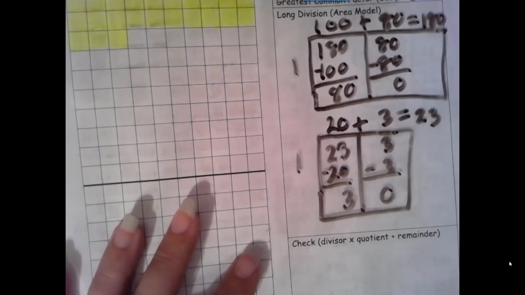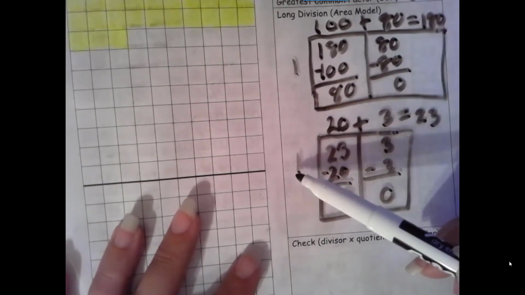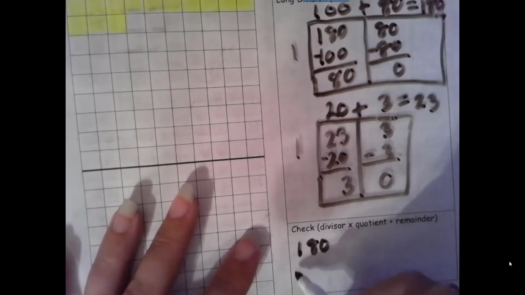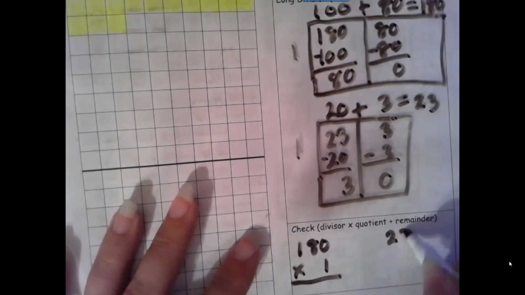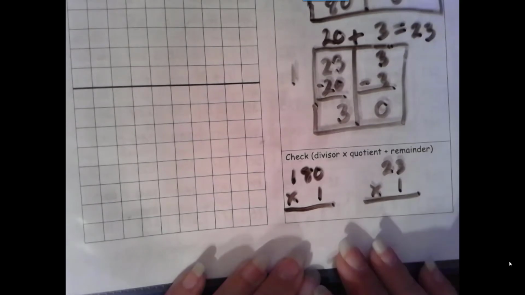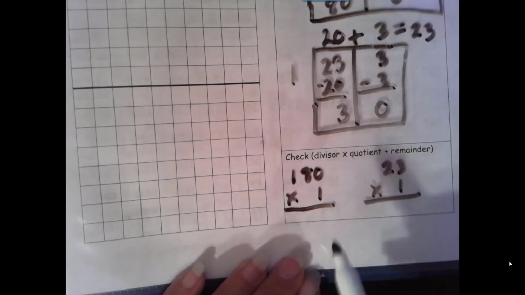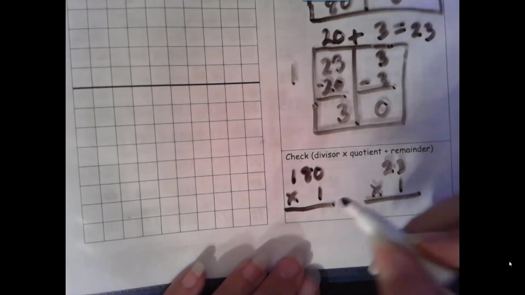Now anytime we divide, we want to check. Divisor times quotient plus remainder. Now, we don't have to add the remainder of 0 because it is the identity property of addition, and that says that when you add 0, it stays the same. But what we end up with here, and why when we divide by 1 it stays the same, has to do with this identity property of multiplication. That says if you multiply by 1, it stays the same.